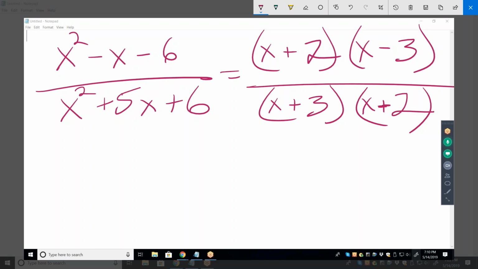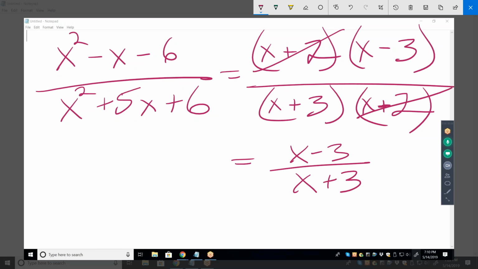Now what can I do? Cross out the x plus 2's, and then you're left with this. That cannot be simplified. That's your final answer.